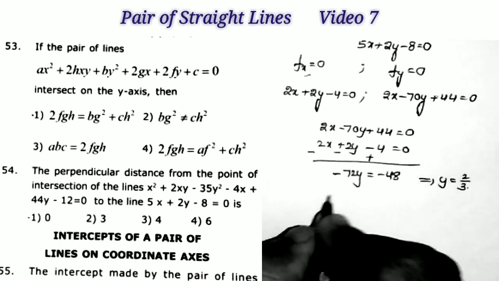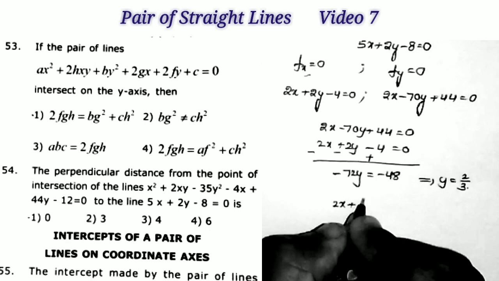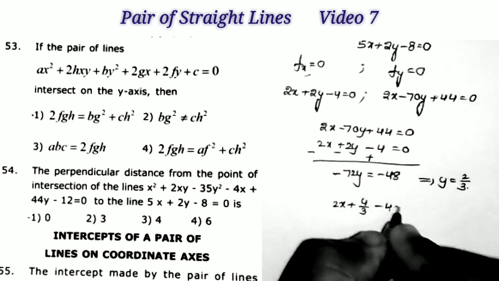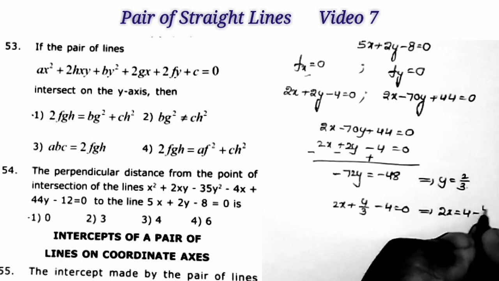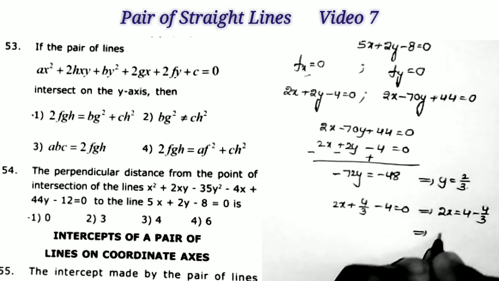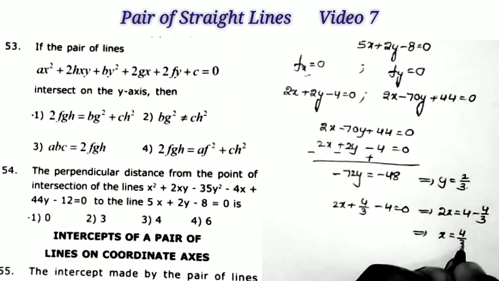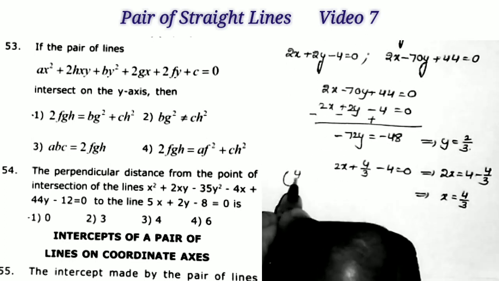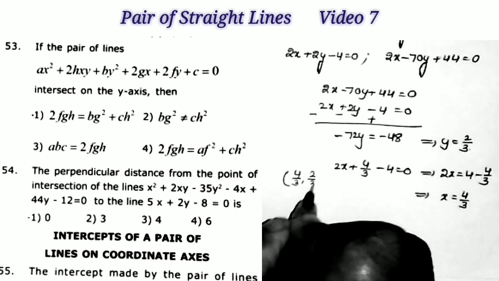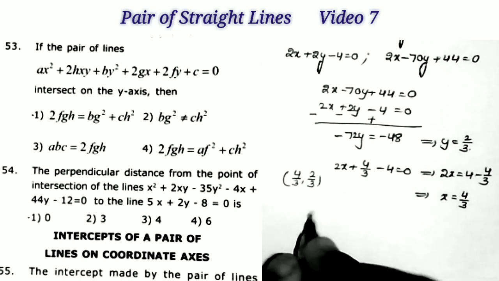Now replacing that value here, that is 2x plus 4 by 3 minus 4 is equal to 0. That is 2x is equal to 4 minus 4 by 3. That is 2x is equal to 8 by 3. Then x is equal to 4 by 3. Therefore, point of intersection is 4 by 3 comma 2 by 3. Now, what is the given question? Perpendicular distance from this point to the given line.